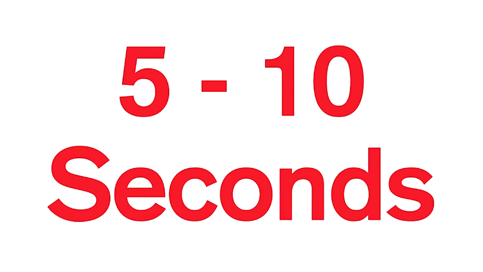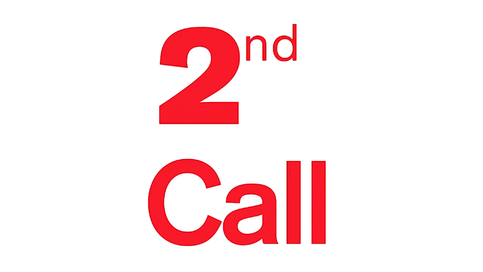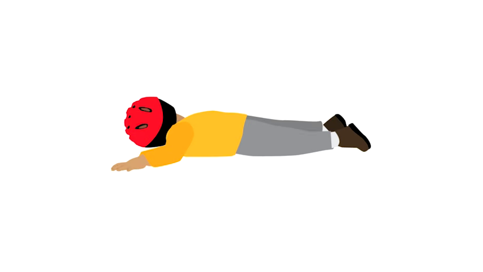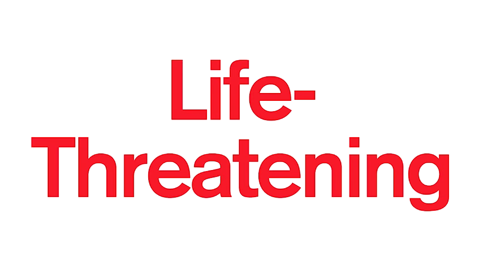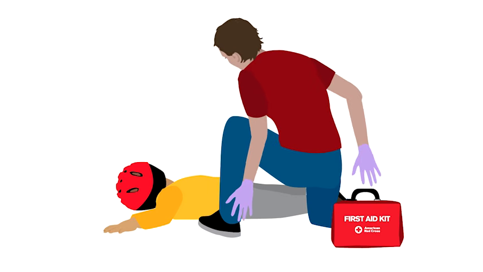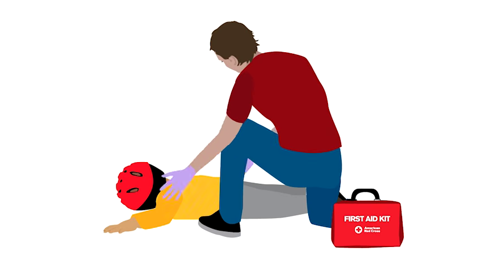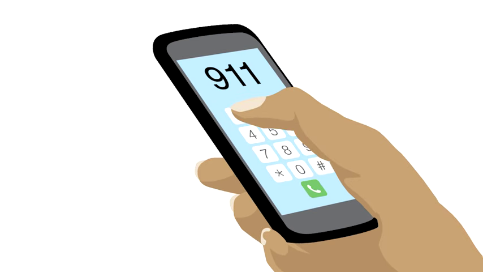If there is no response and the person is not breathing or is only gasping, the person needs help right away. This brings us to the second emergency action step: call. Unresponsiveness, trouble breathing, and severe bleeding are all signs of a life-threatening emergency. If your initial check reveals these or any other life-threatening conditions, make sure that someone calls 911 or the designated emergency number right away.